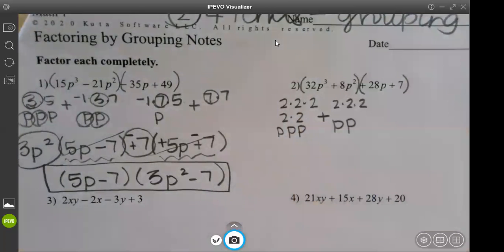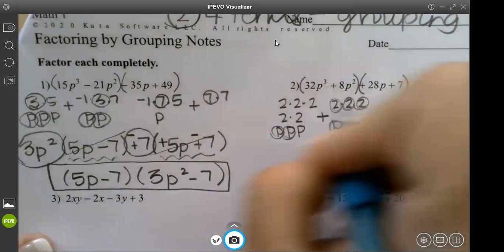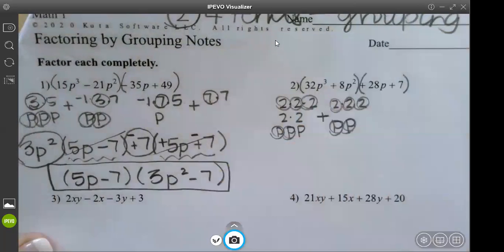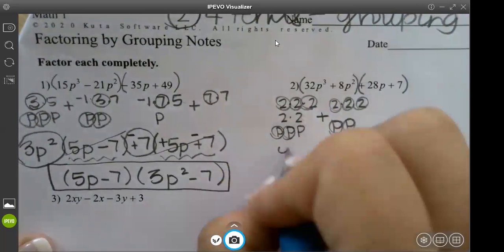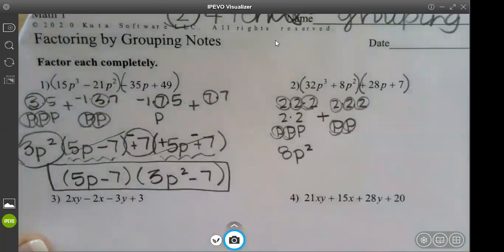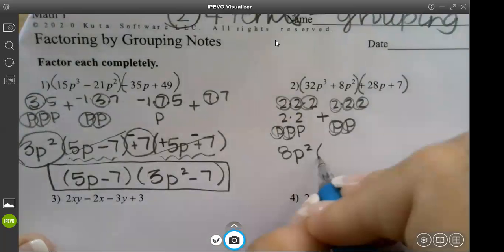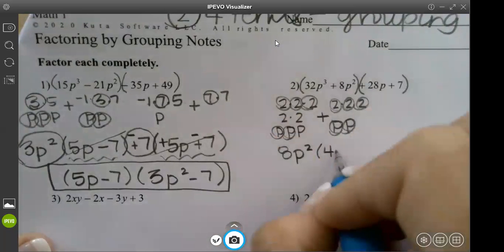What do they have in common? 2 p's. What else? And 3 2s. So 2 times 2 times 2 is 8. And you said 2 p's. What did I leave in the beginning? 2 times 2 is 4 and a p.